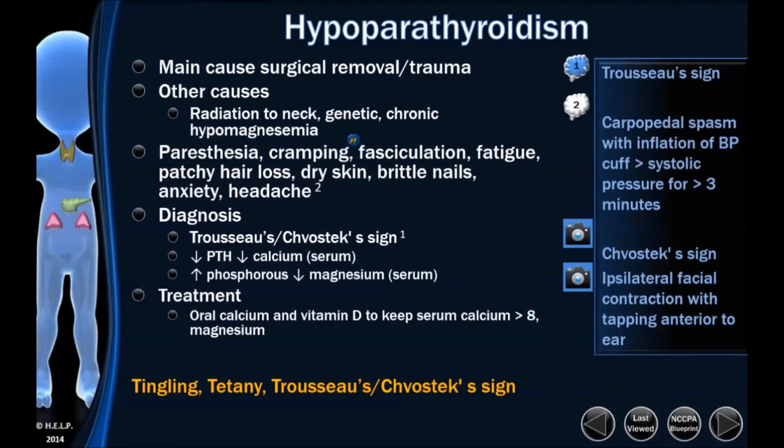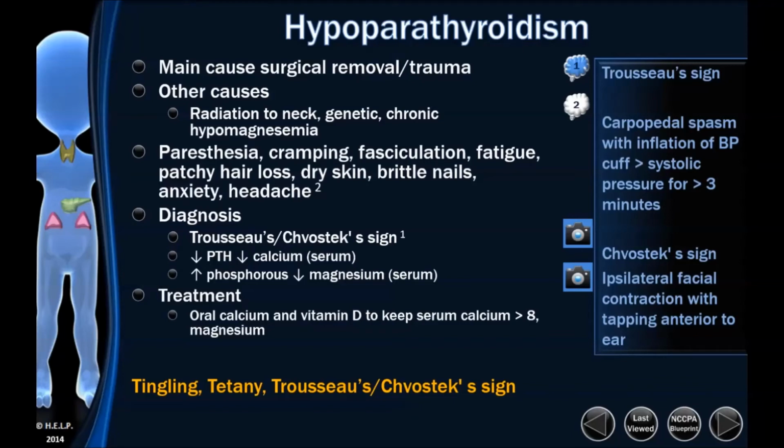There are two signs that are also specific to a hypocalcemic state and therefore would possibly be seen in a hypoparathyroid patient. It's Trousseau's sign and Chvostek's. So you need to know these. Trousseau's is exactly as it says here: carpopedal spasm with inflation of a blood pressure cuff greater than the systolic pressure, whatever it is, for greater than 3 minutes.